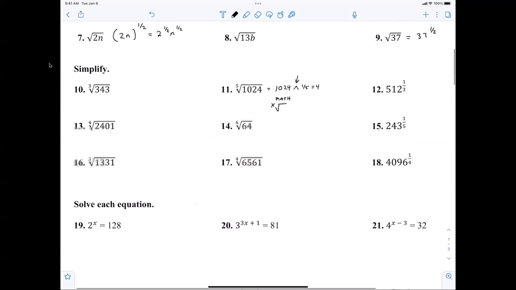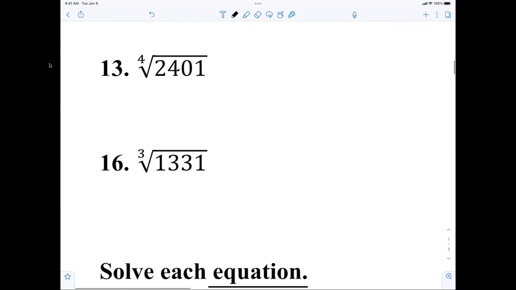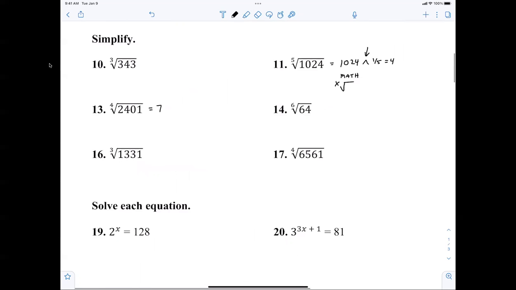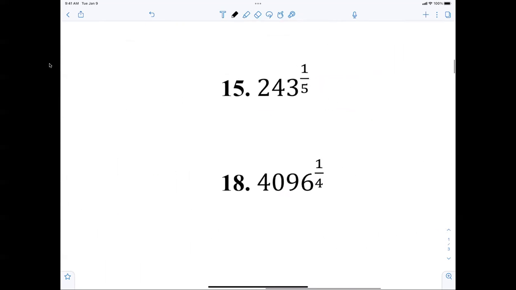Let's check out 13 now. The fourth root of 2401. Don't let someone else do it for you. Don't write down my answer. You figure it out. What is it? 7. Somebody said 7. Everybody's typing it on the calculator. All right, 15. 243 to the 1/5.